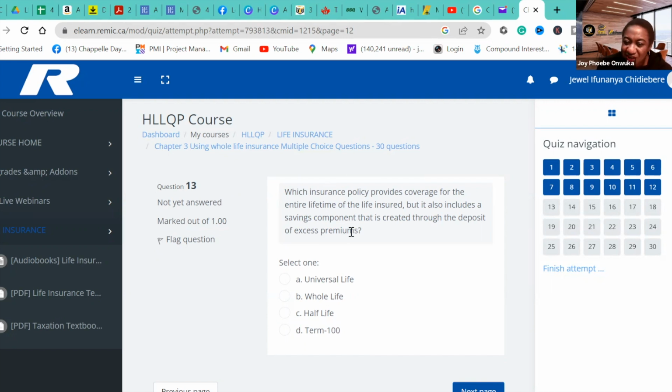So now let's look at the question again to see, all right, which insurance policies provides coverage for the entire life of the insured. Universal and whole life does, but it also includes a savings component that is created through the deposit of excess premium. A savings component that is created through this deposit of excess premium. A savings component is not mentioning investment. A savings component, but also include a savings component that is created through the deposit of excess premium.